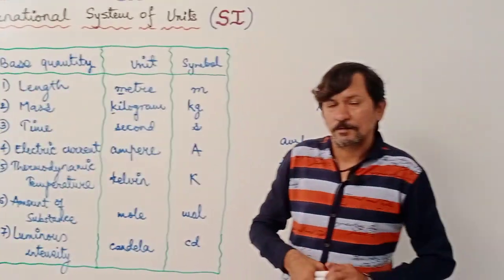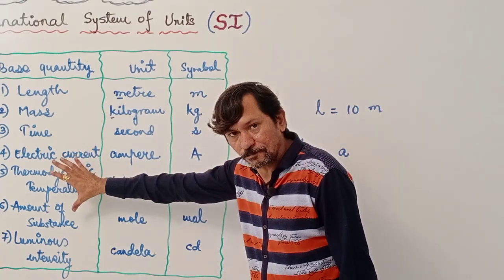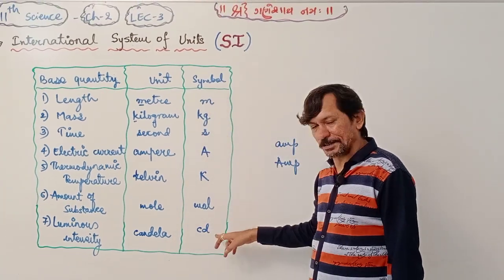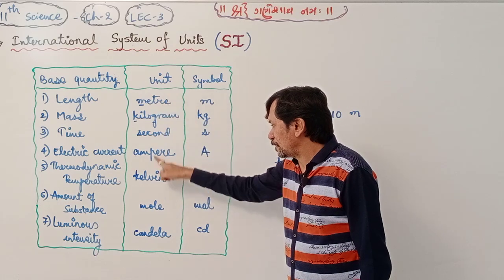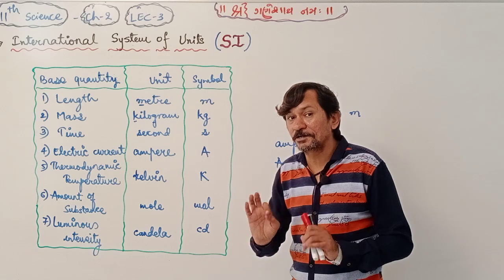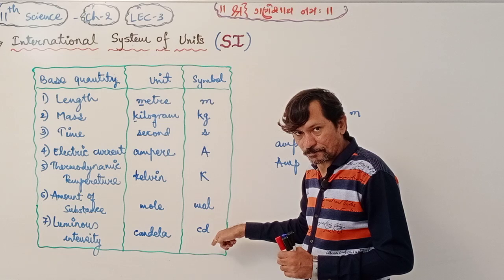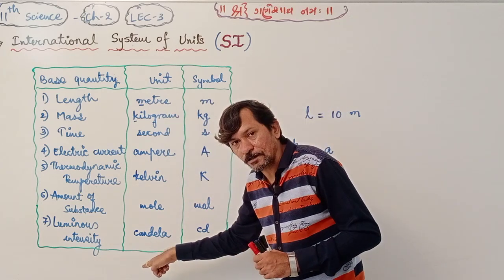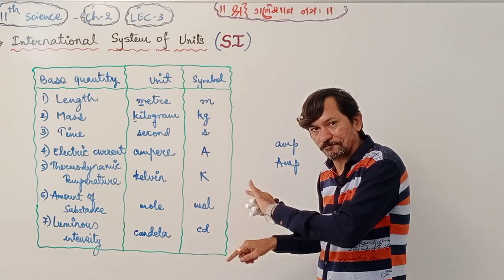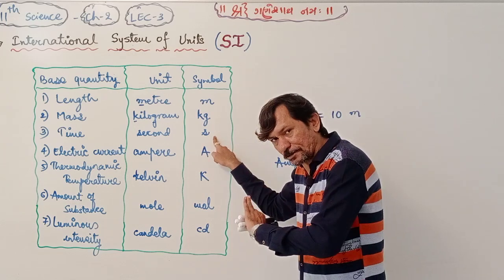So children, you have to remember these 7 physical quantities, in fact their names, their units and their symbols. Units are spoken only and symbols are written only. So in writing we require symbols, in speaking we require full name or units. If we have written kg, then it is spoken as kilogram. If you have written small s only, then it's spoken as second.